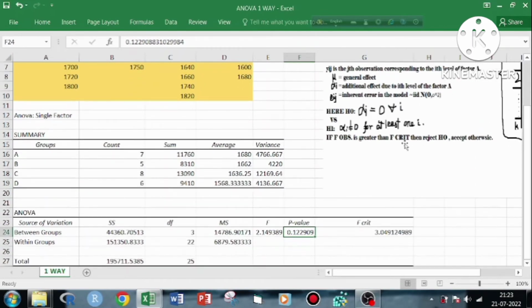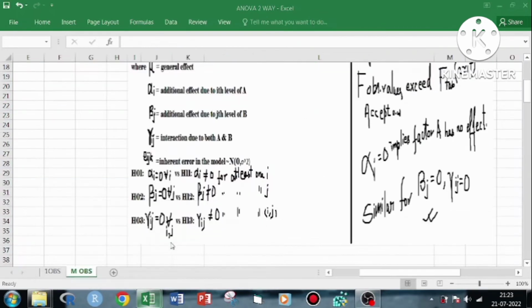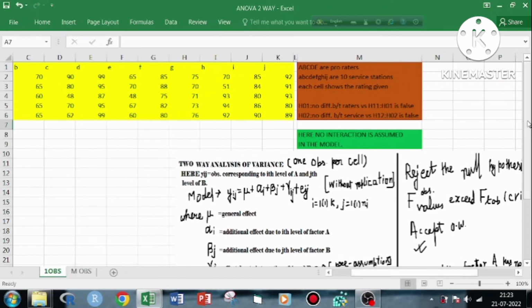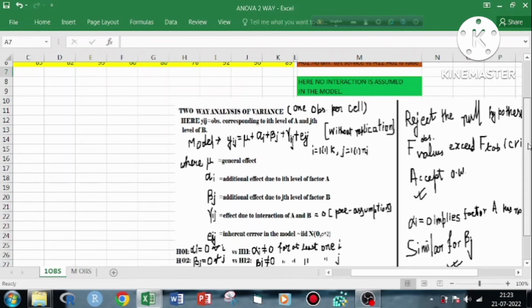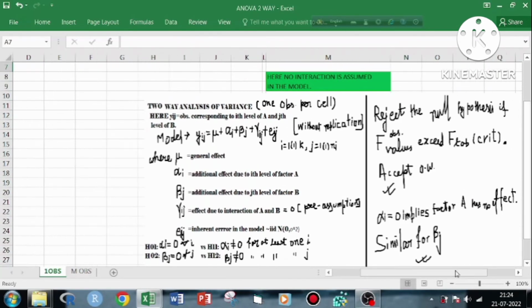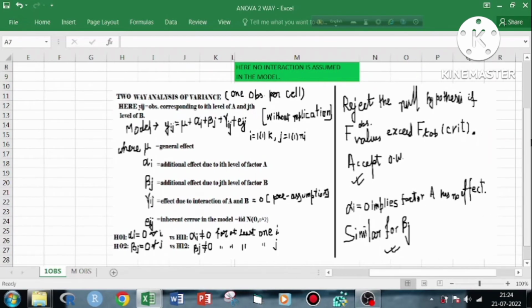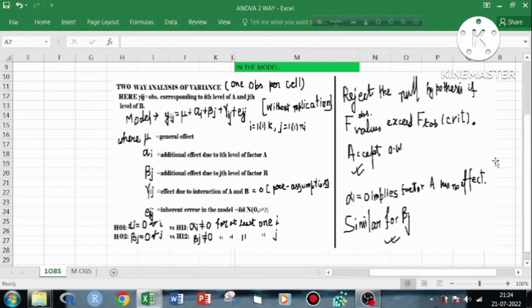Now moving on to the two-way Anova with one observation. I did this in the previous video. I am going to explain the theory a little bit and then again do the problem. I know it's a bit awkward, but I just want to explain it in a better way.